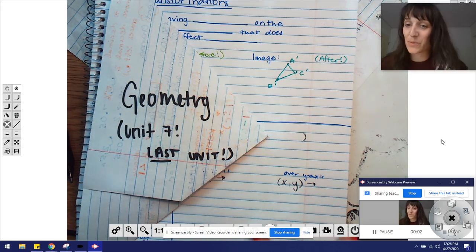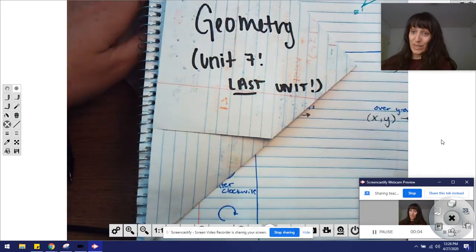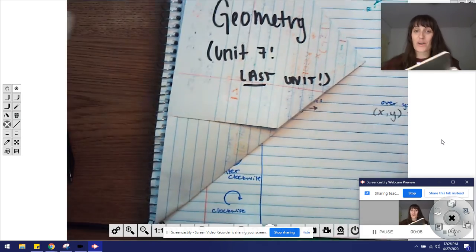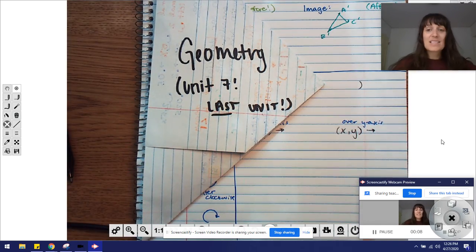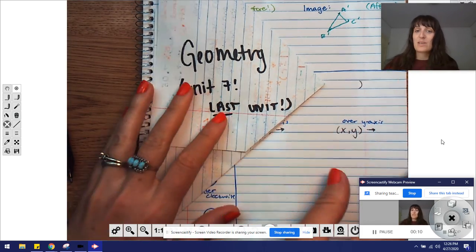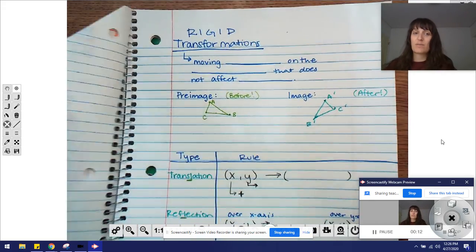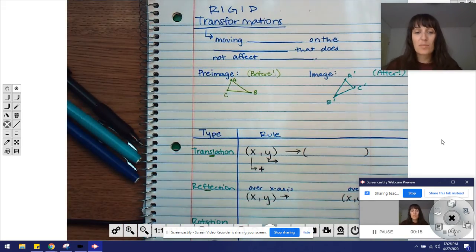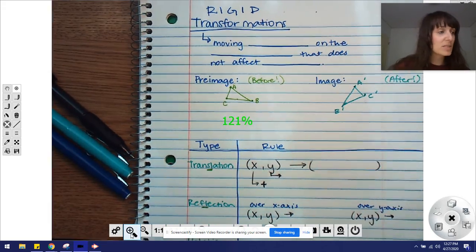All right, guys. So we're actually going to start our last unit of ninth grade. This is our geometry unit. Today we're going to be starting to talk about something called rigid transformations. So I'll be going through a couple of examples through the Desmos.